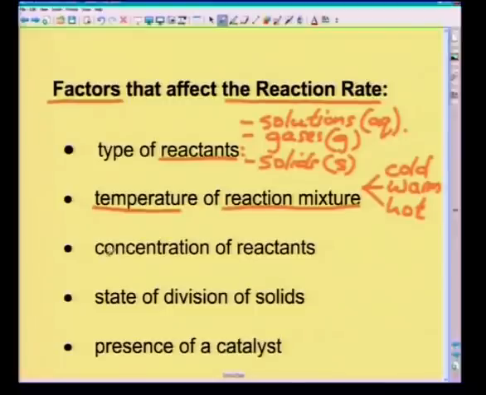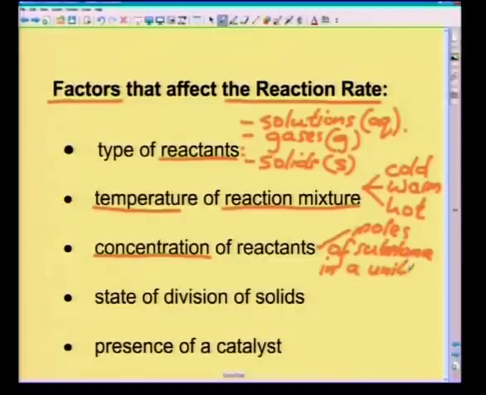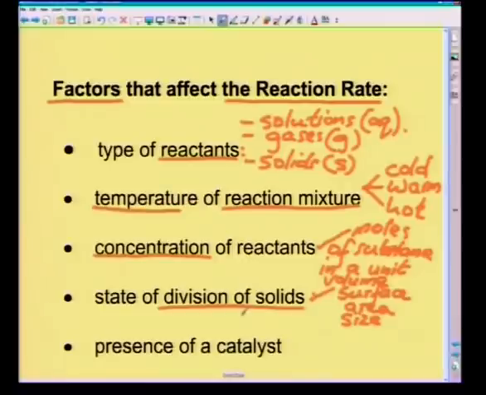Now, the third one, concentration. What is this concentration? With concentration, we're looking at how many moles of a substance are found in a unit volume. Moles of substance in a unit volume. This is what we're looking at. Now, let me just go over all of them and then we'll go back to each one of them again and explain something. Now, state of division of solids. What are we looking at here? We're looking at things like the surface area.